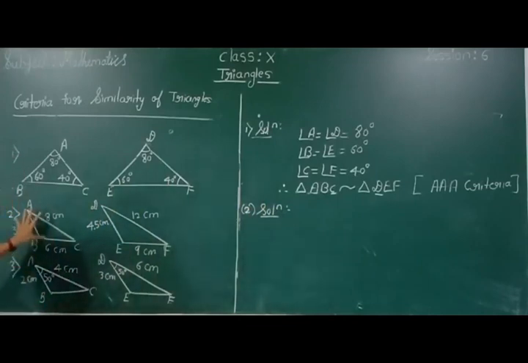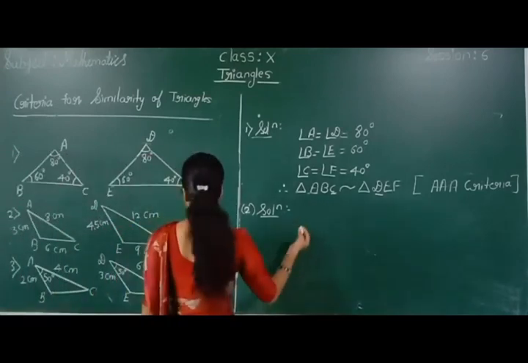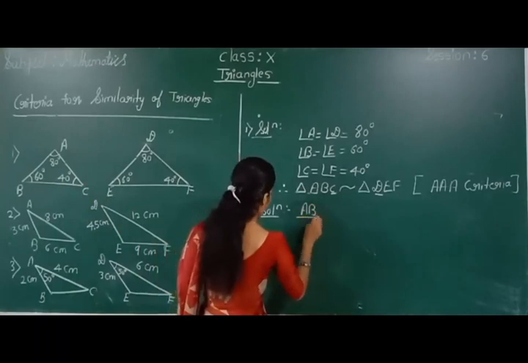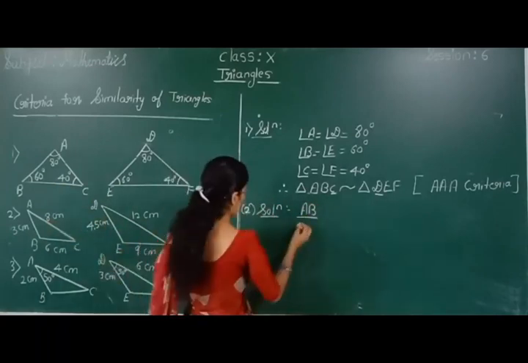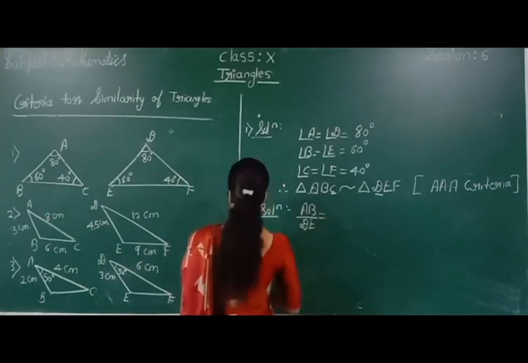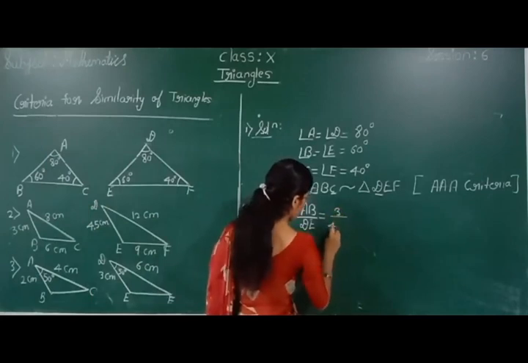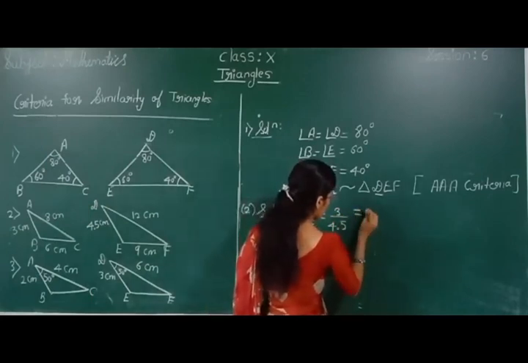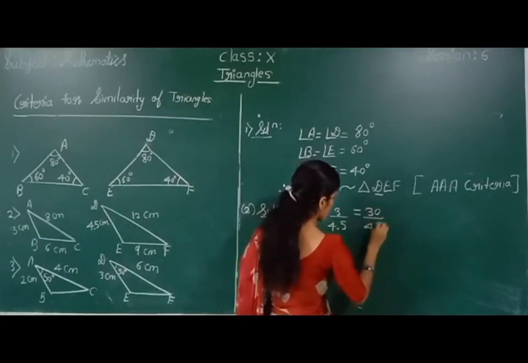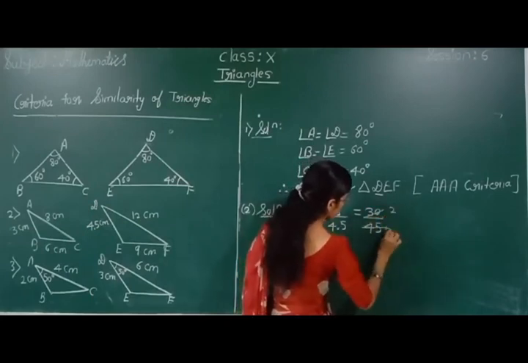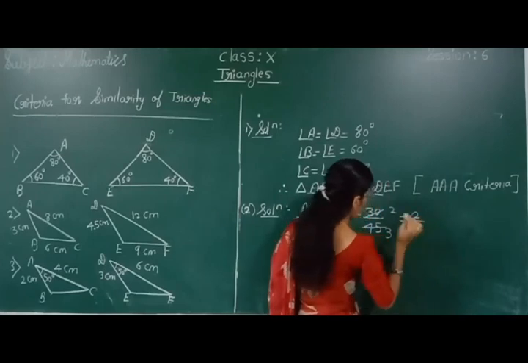Now see here, angles are not given. Now we have to check the sides, we have to see the ratios of the sides. First we will go AB by DE. So we will check the ratios one by one. AB by DE. AB is 3 divided by 4.5. If you multiply by 10, it will become 30 by 45. 15 2s are 30, 15 3s are 45. Here it will come 2 by 3.